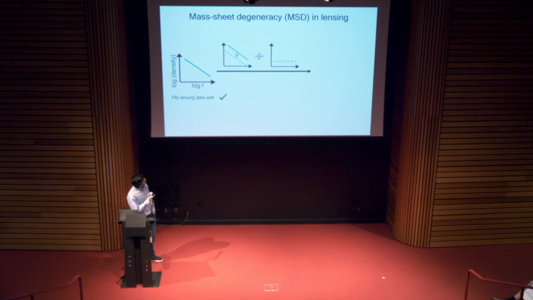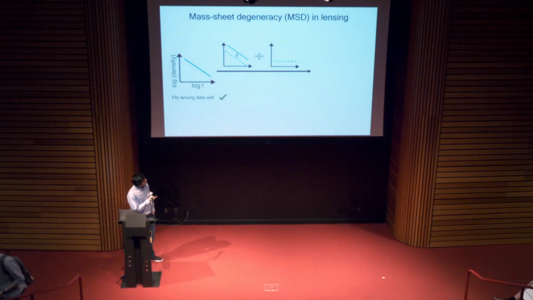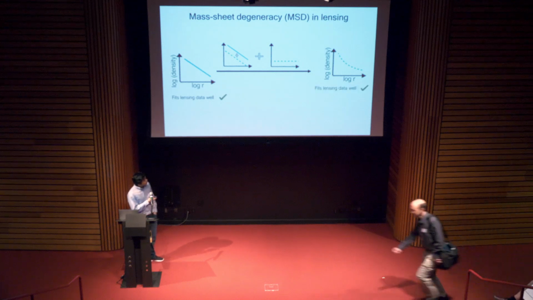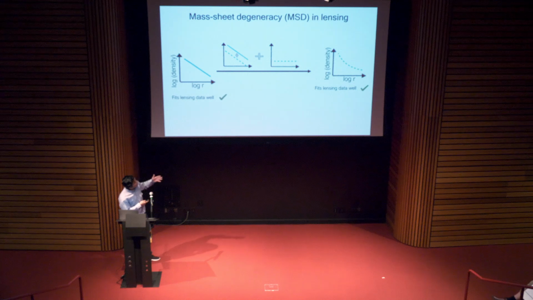Now we can scale this power law model and add a constant mass sheet to it, and we get another mass model, which is not a power law model. However, it also fits the lensing data well. So that's the degeneracy: from the lensing data alone, we cannot say which mass model is correct. However, these two different models predict two different H0 values. So if we don't know which mass model is correct, we don't know which H0 value is correct.